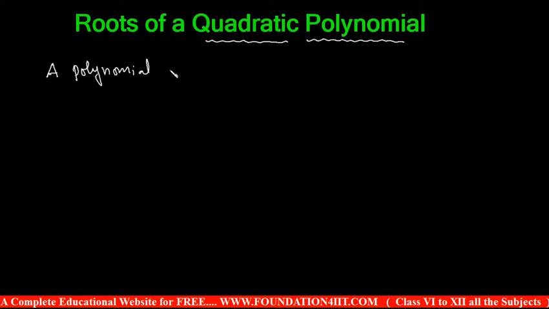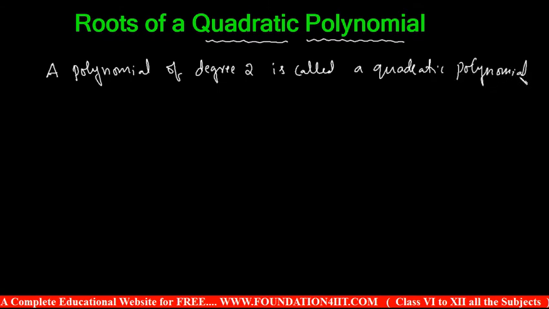A polynomial of degree 2, that means highest power is 2 for quadratic. So a polynomial of degree 2 is called a quadratic polynomial. You know that. So quadratic polynomial is any polynomial of degree 2 only. If you see the general form, that is ax square plus bx plus c. This is the polynomial.